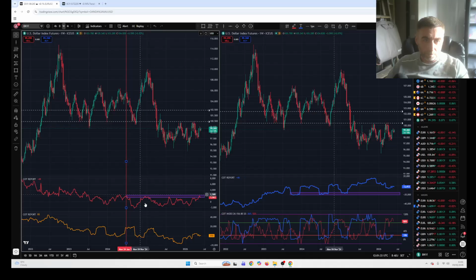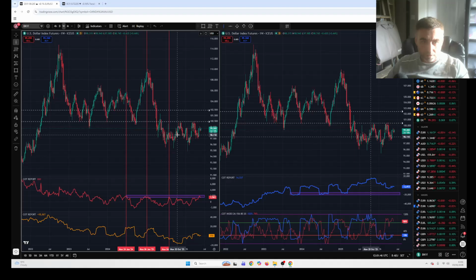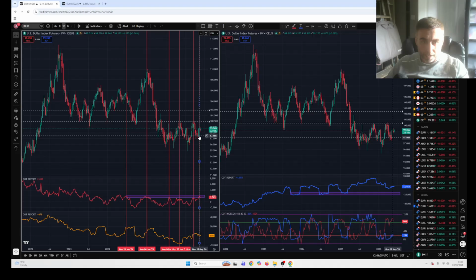So let me just get these lines on here. It doesn't happen perfectly as soon as we reach this zone, but it does give us a little bit of a heads up on what may happen. And it's just about timing, but this is just about getting bias. Yeah, it's not a timing tool, this is a bias tool.